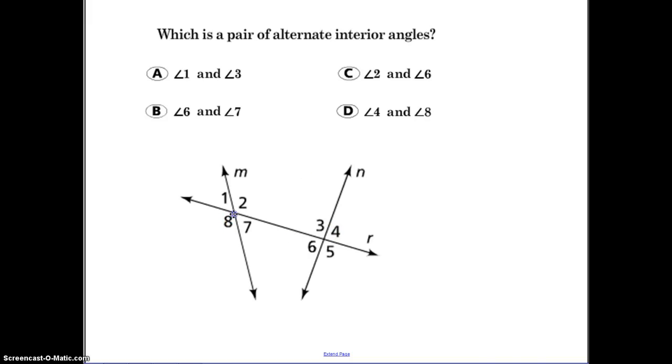Let's look at C, angle 2 and angle 6. Alright, so those are both interior, and they alternate the sides of our transversal. So our correct answer is C. Those are our alternate interior angles.